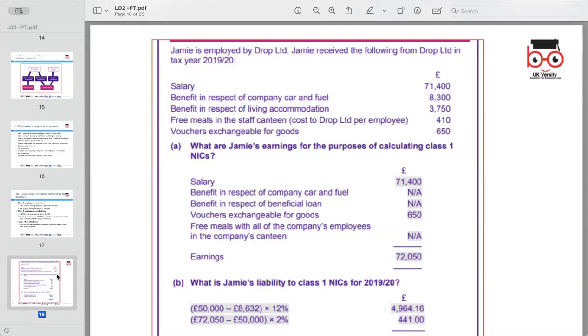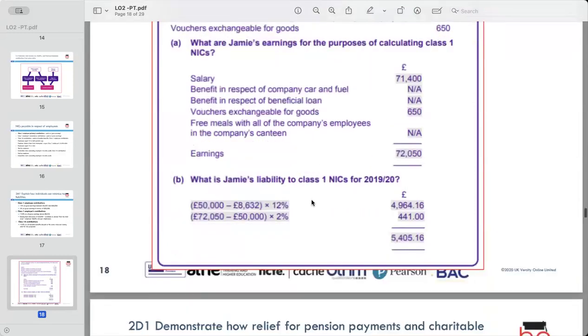Additionally, for the portion of his earnings above 50,000, he is subject to a 2% national insurance rate, resulting in a further liability of 44,441 pounds. Therefore, Jamie's total liability to Class 1 national insurance contribution for the tax year 2019-20 amounts to 5,450.16. This is the amount he is required to pay towards the national insurance contribution for that tax year. Okay, any questions, any concerns if anyone is there?